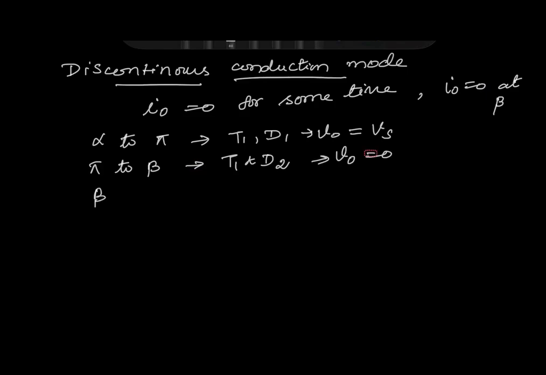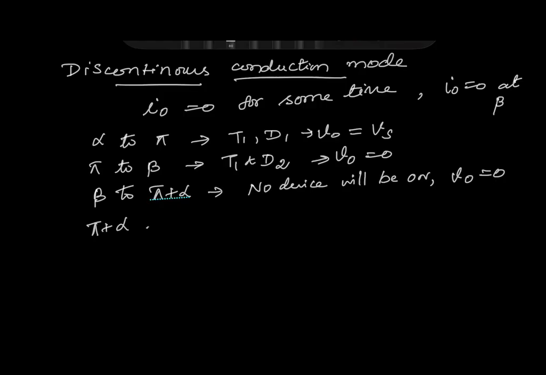And from beta to pi plus alpha, T1 will be turned off, and T2 is triggered only at pi plus alpha, so no device will be on. Hence, V0 will be 0. At pi plus alpha, when we trigger T2, from pi plus alpha to 2 pi, the T2 and T2 combination will conduct. So V0 will follow minus Vs.